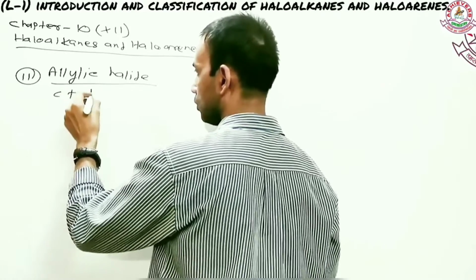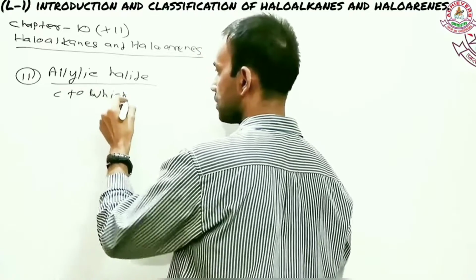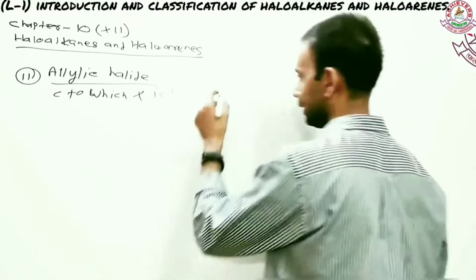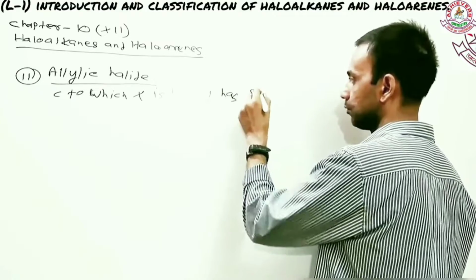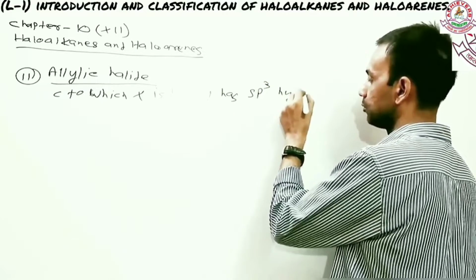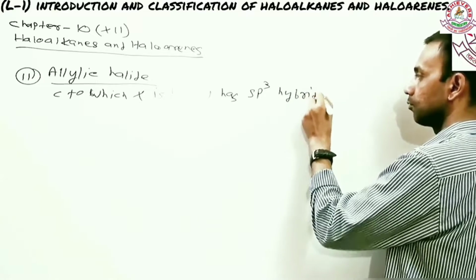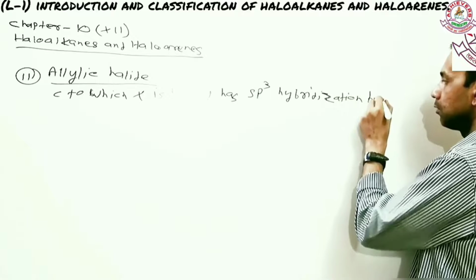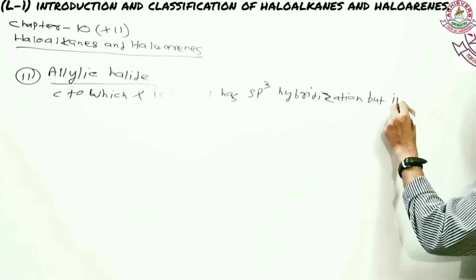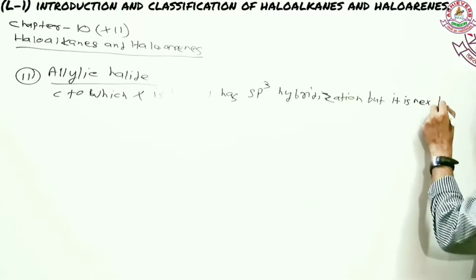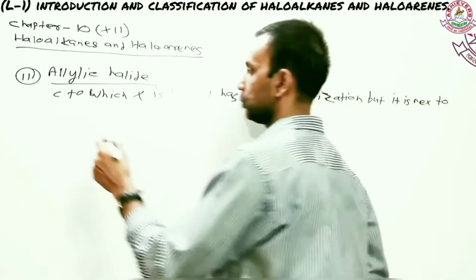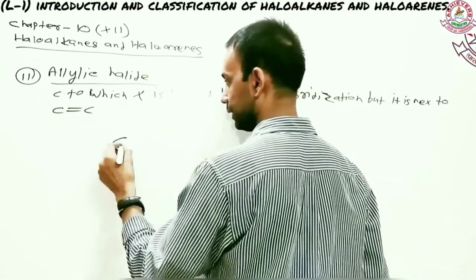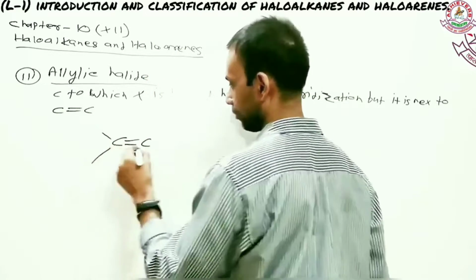The carbon to which the halogen is bonded has sp3 hybridization, but it is next to a double bond. You need to understand, next to a carbon-carbon double bond. Let's take an example here. This is what an allylic halide is.